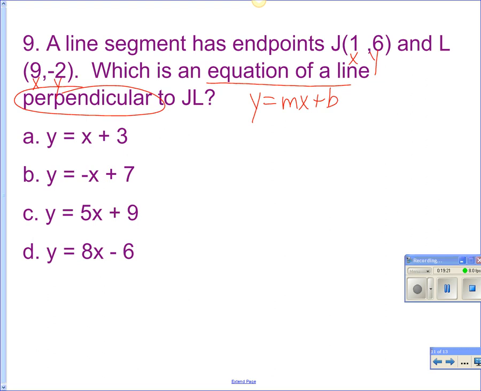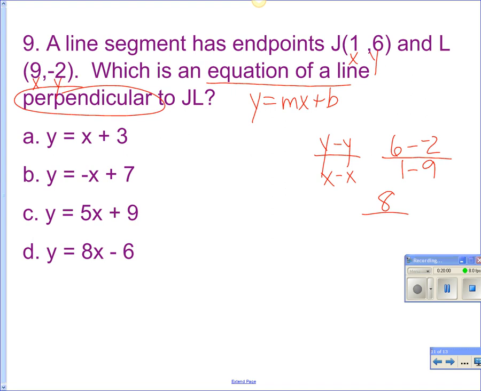Okay. 1 and 6, 9, -2. Chuck, what do I have to do with my 2 points? Good. Y minus y over x minus x. Bishop, what are my 2 y's? Good. So 6 minus -2 over 1 minus 9. Good. Okay. Jacob King, what do you get on top? 8. So you get +8 on top.